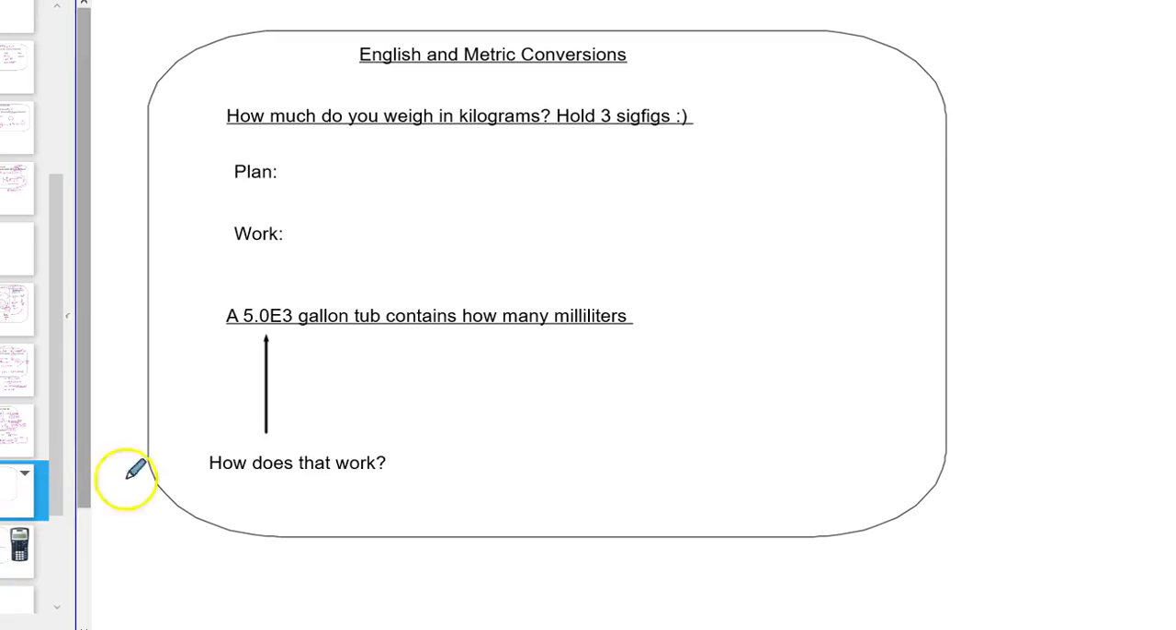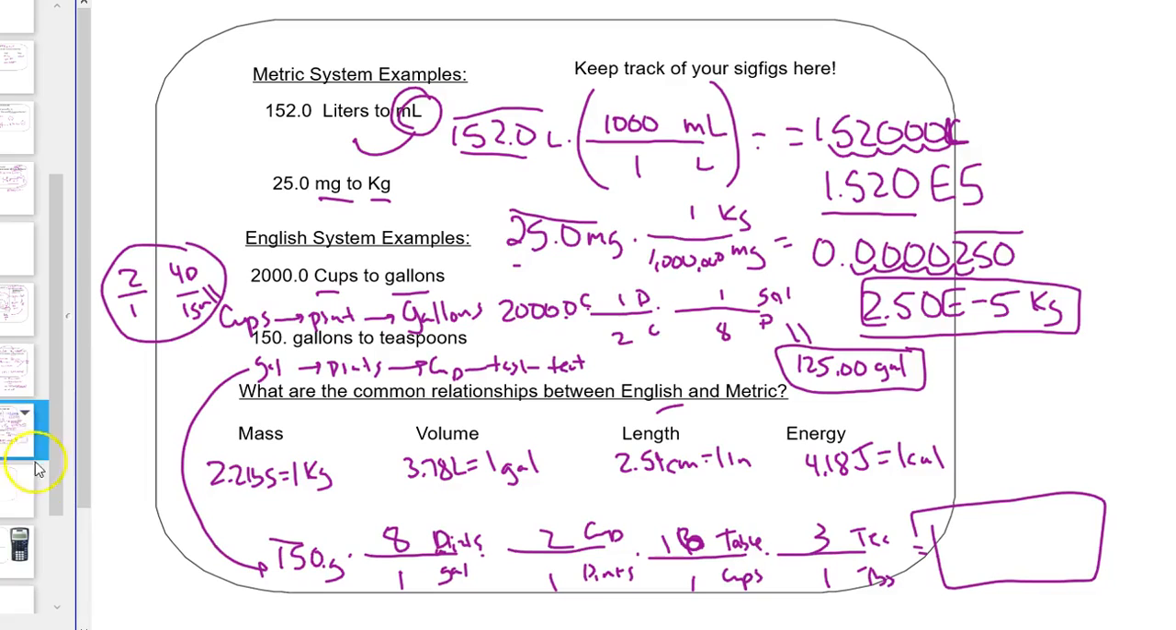Alright, so here we go, English to metric conversion. So let's make a plan. It's all about the plan. How much do you weigh in kilograms? Okay, so Mr. Schweitzer weighs about 200 pounds, lbs. So I've got to get out of the English world into the metric world. So I'm going to use, what do I got here?